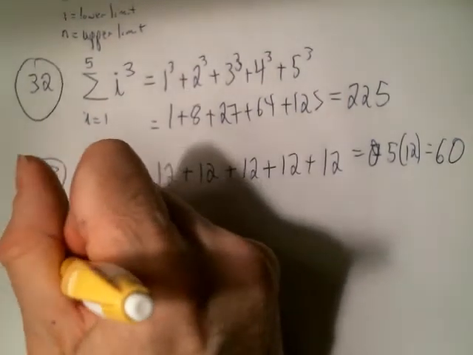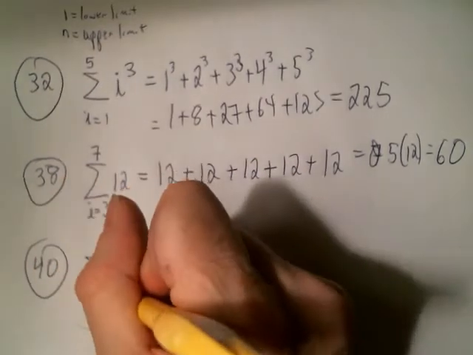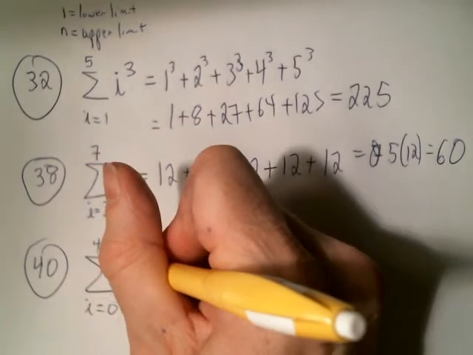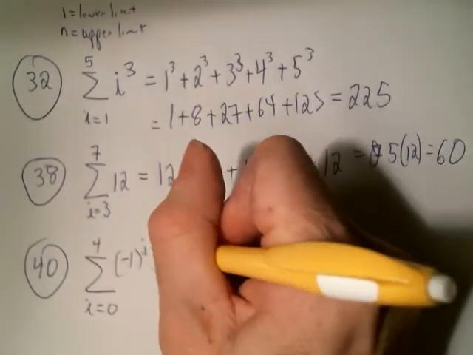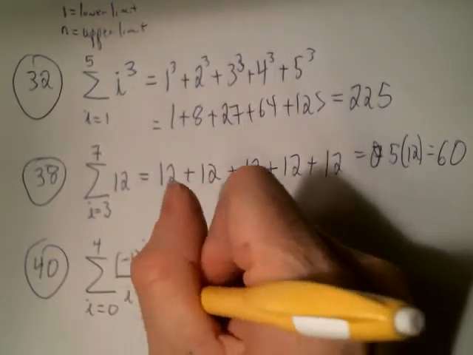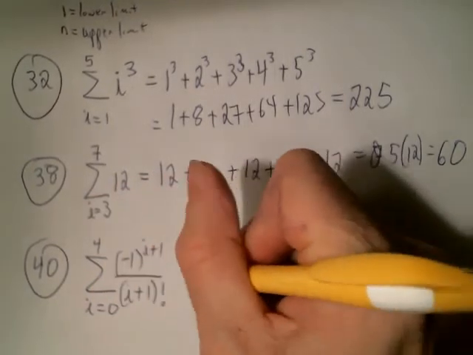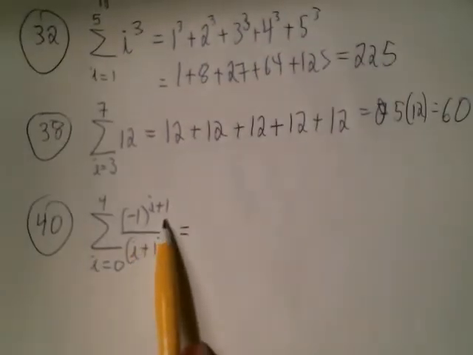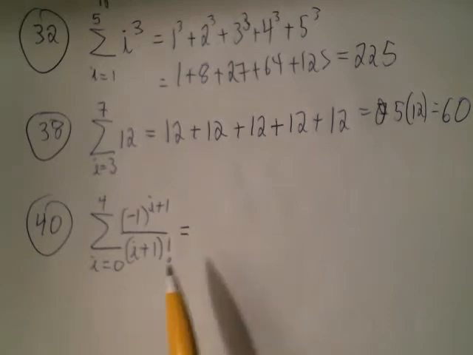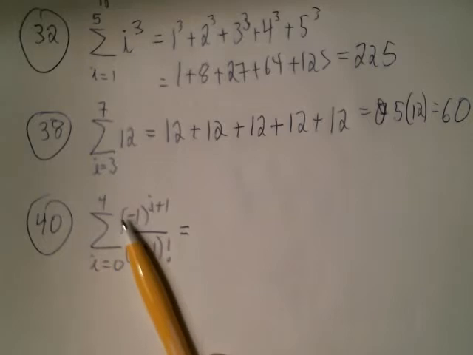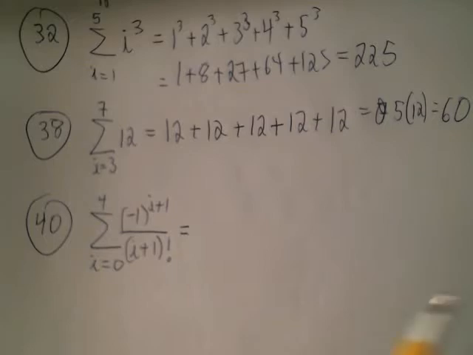Let's go to a more complicated one. I going from 0 to 4, and we have -1 to the I plus 1 all over I plus 1 factorial. Right. So this -1 to the I plus 1 gives you those alternating signs, right? And when it's I plus 1, it's going to be negative on the even terms.